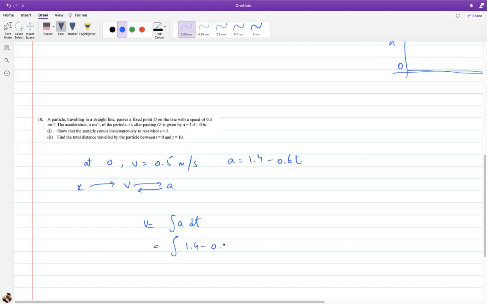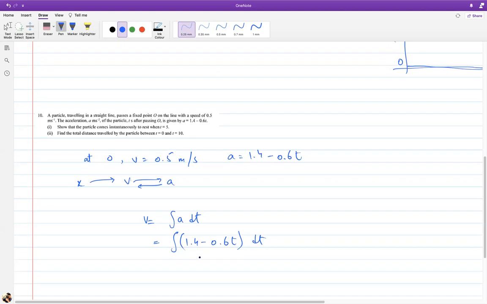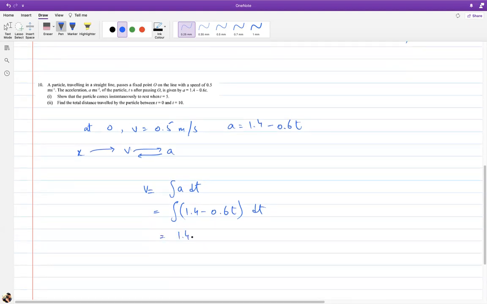It is 1.4 minus 0.6t, and I'm integrating it with respect to t. Remember this, it is important to know what variable you are integrating with. So this one would become 1.4. Right now t has a power of 0, so it becomes t to the power 1 divided by that power. And then minus 0.6 times t, and t has a power 1 right now. You increase the power, it becomes 2 divided by 2, and obviously plus c. So it becomes 1.4t minus 0.3t squared plus c is velocity.